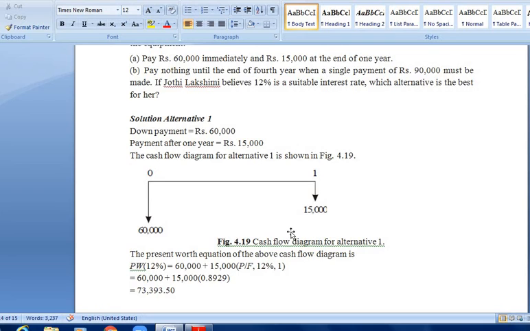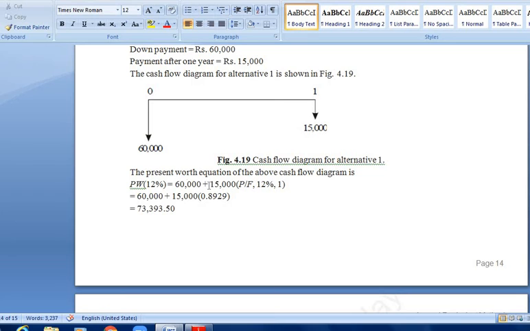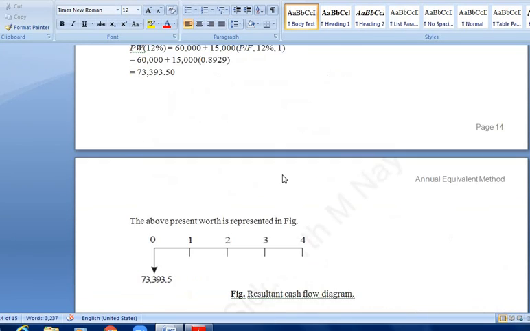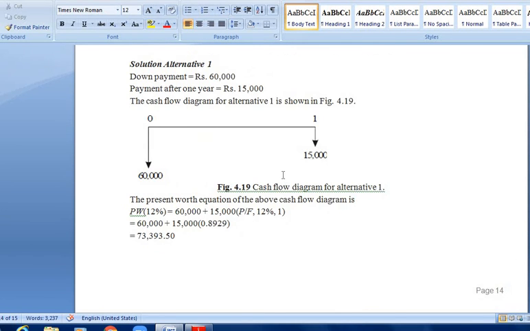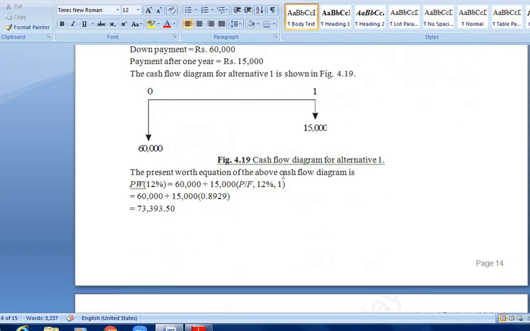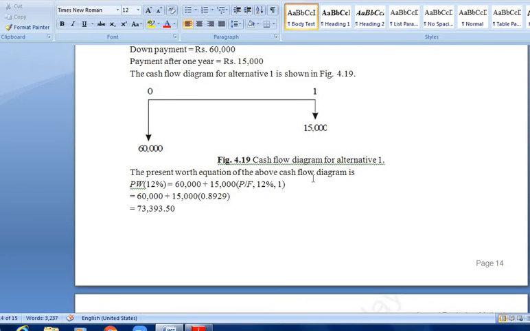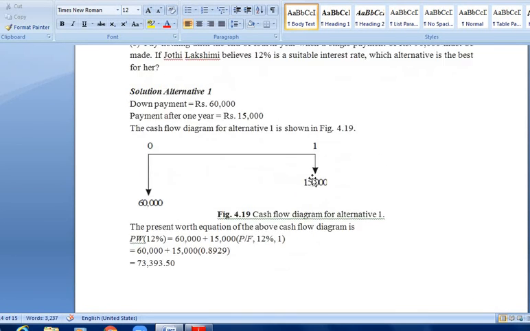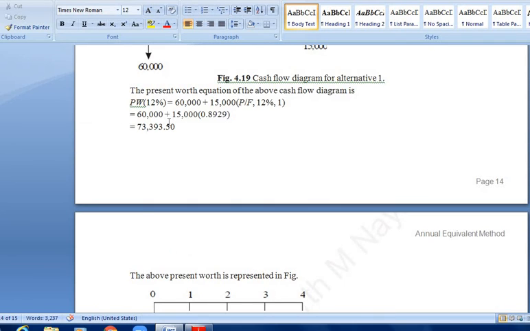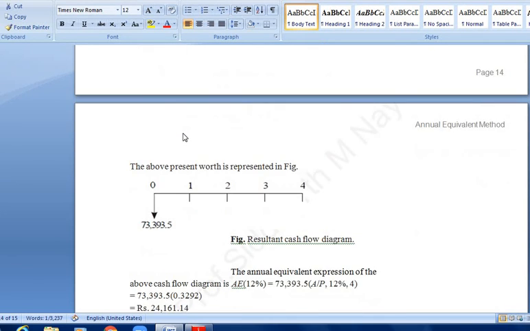See, this is a cost dominated problem, so you take cost as positive only. So 60,000 plus 15,000. Since it is not mentioned here for comparison, only present worth is taken. If they have asked you to solve it by the annual equivalent method, then only solve that way. So this is a typical problem only for the comparison method. So present worth is calculated here.